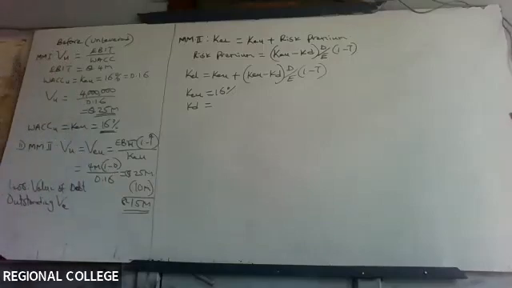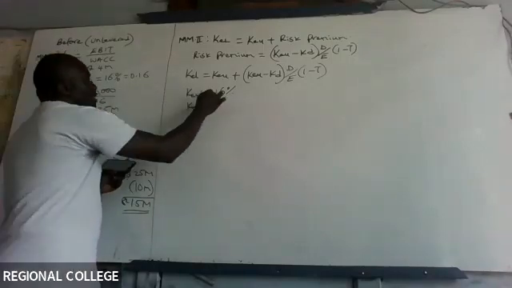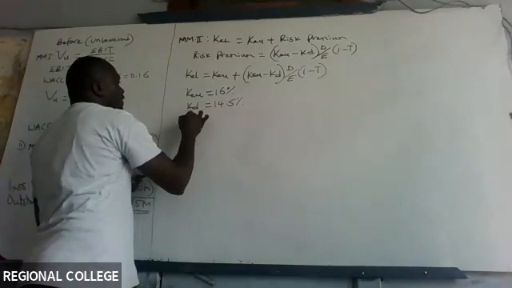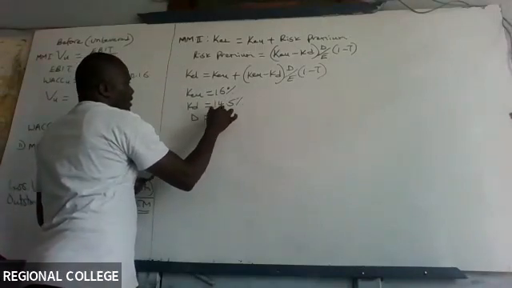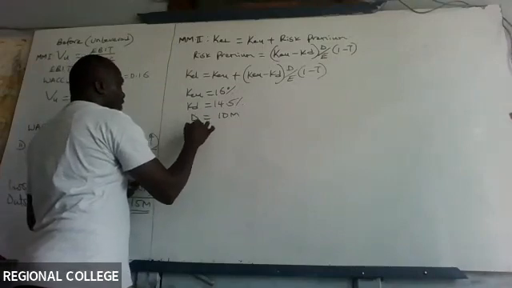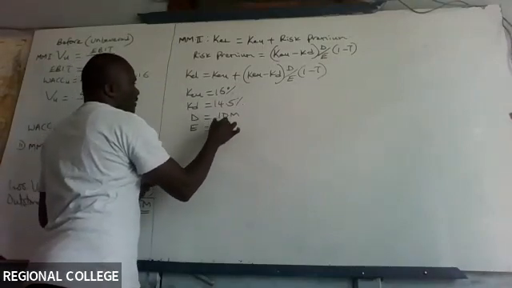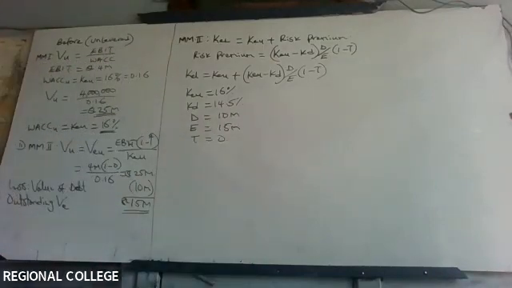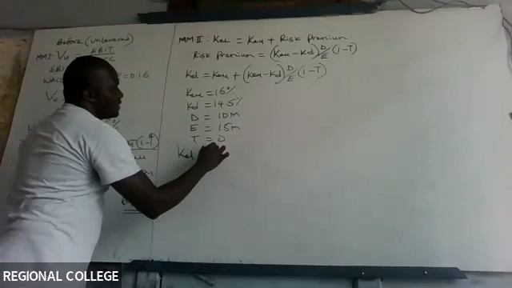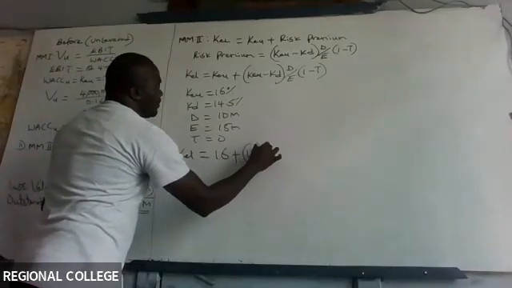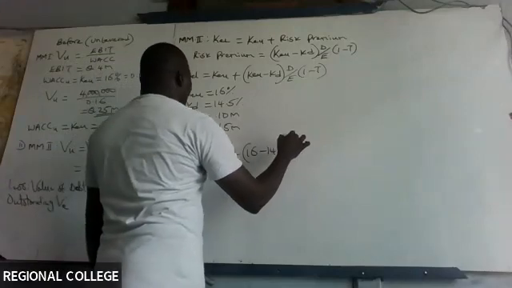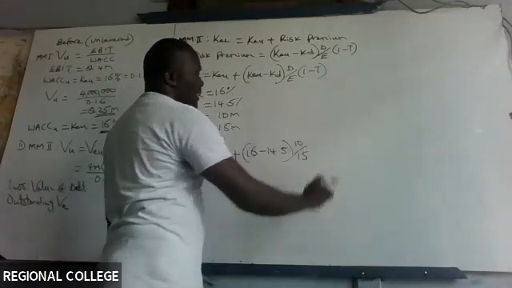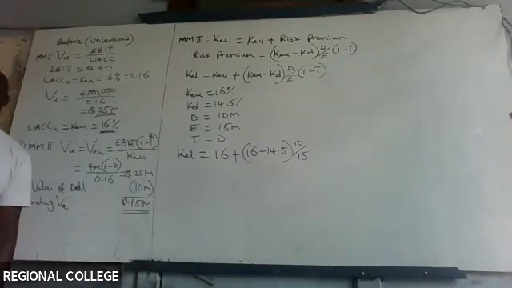Cost of debt, we have it: 14.5. We have the value of debt, which was 10 million, and the value of equity is 15 million. Tax is zero. So therefore, 16 plus 16 minus 14.5 times 10 over 15. I don't need to do 1 minus t because t is 0.